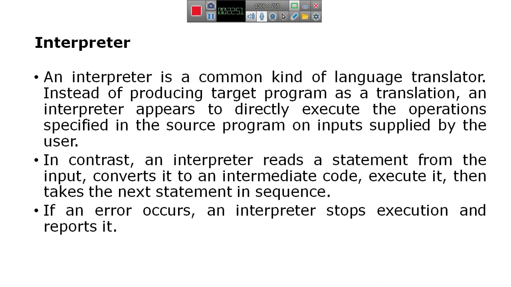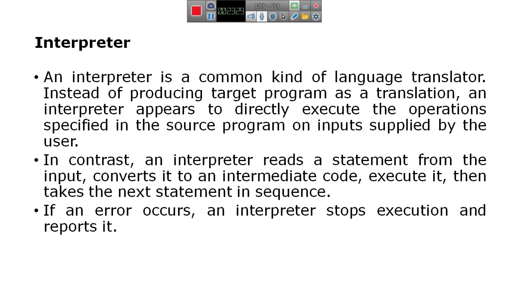An interpreter is a common kind of language translator. Instead of producing a target program as a translation, an interpreter appears to directly execute the operations specified in the source program on inputs supplied by the user.